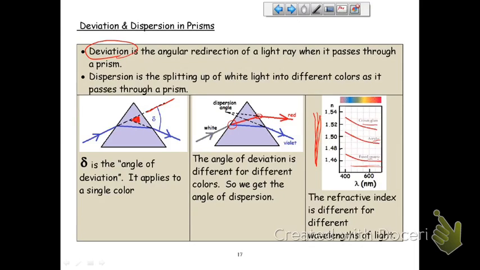And so there is the breaking up of light into its colors, you know, red, orange, yellow, green, blue, indigo, violet. That's because of this dispersion. The angle of deviation is different for different colors. We get the angle of dispersion. The angle of dispersion is the angle between these two rays. How diverging is the red light from the blue light? That's your dispersion angle. So we have a deviation angle and we have a dispersion angle.